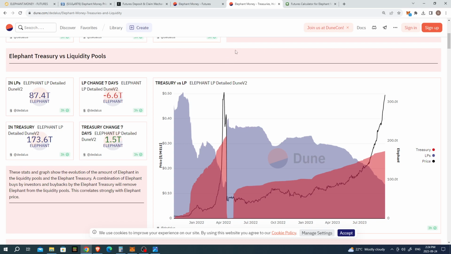So I wanted to show here, I've talked about Bertha being the largest one. This is the treasury. There's 173.6 trillion tokens that has been held by Bertha, and over the last 7 days, that number's gone up 1.5 trillion. And overall, the liquidity pools, there's two of them, a BNB and a BUSD one, has gone down by 6.6 trillion. So the token numbers are going down, and that's why the price is going up. We've almost got to the previous all-time high going forward.